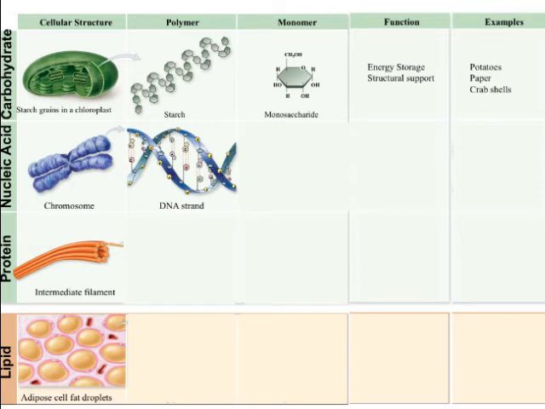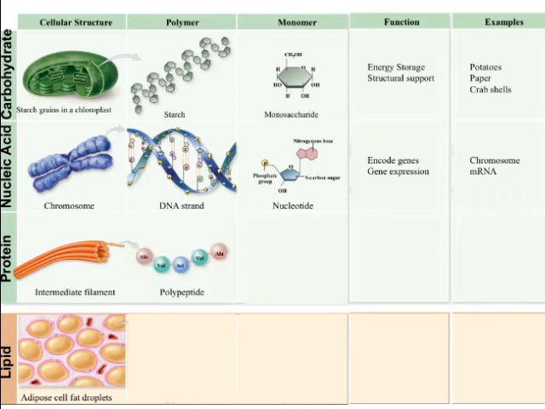The polymer of nucleic acids is, for example, a DNA strand or an RNA strand. The monomer is a single nucleotide that is then connected together to form a DNA strand. Their function, in the case of DNA, is to encode genes, and in the case of mRNA or RNA, gene expression, and you can find them in the chromosomes, or like we said, molecules such as messenger RNA. Proteins are formed by long chains of polypeptides. And these polypeptides are peptides put together, or amino acids joined together.